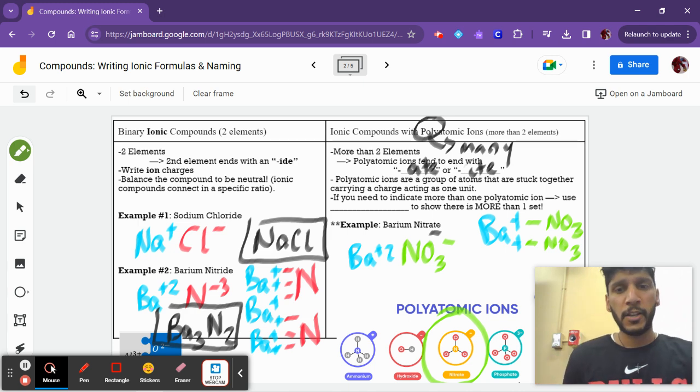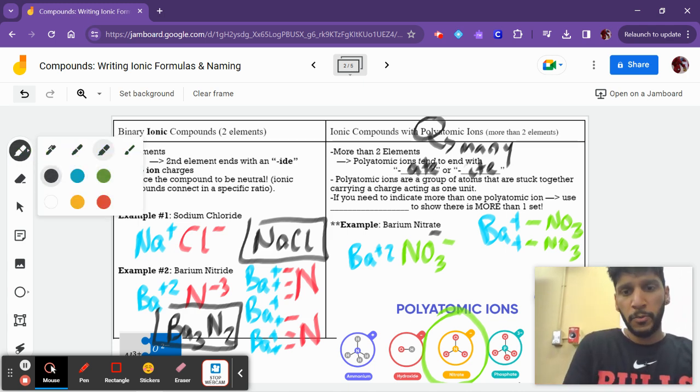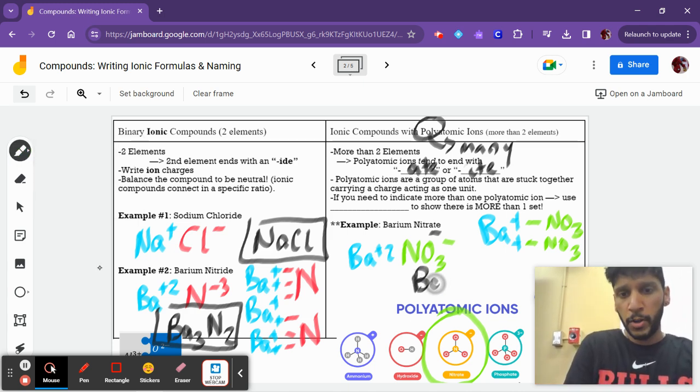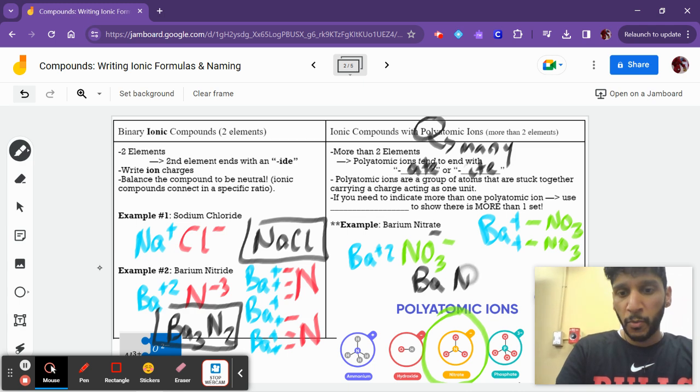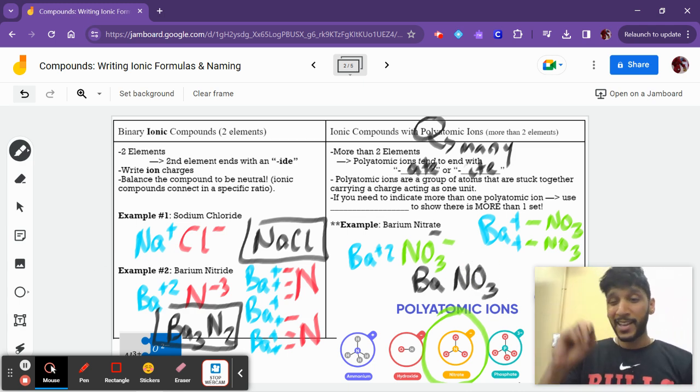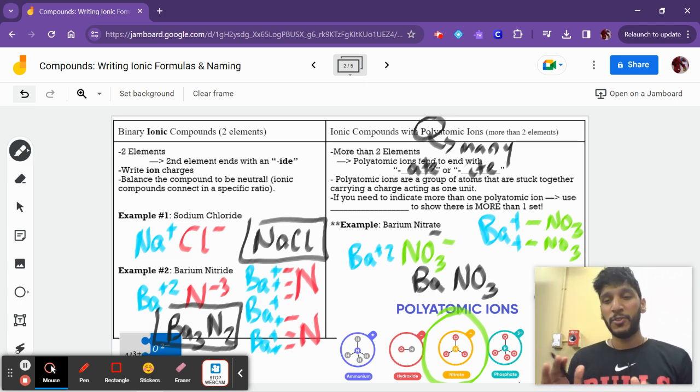So when these things are interacting with each other, when we write the formula out, we used one barium ion. And how many nitrates did we use? Two, right? We got one, two right there. So the way we're going to show that we have two NO3s, we can't just add that little two right after the three. That's going to look weird. It's going to look like a 32.